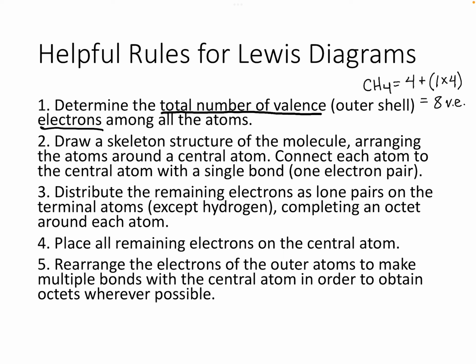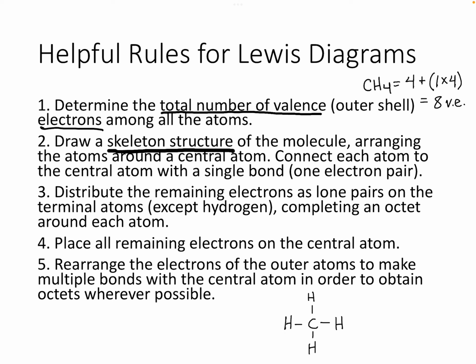And then the next thing we would do is draw a skeleton structure of the molecule. So very similar to what we were just doing, we would arrange the atoms around a central atom. So we would need to figure out what the central atom is. And then we would connect each atom to the central atom with a single bond. And that would look like, let's see, I'll do it down below. So we would just do something like this.